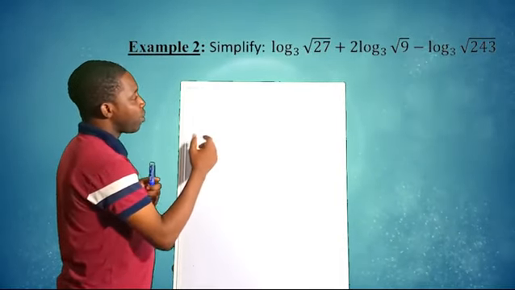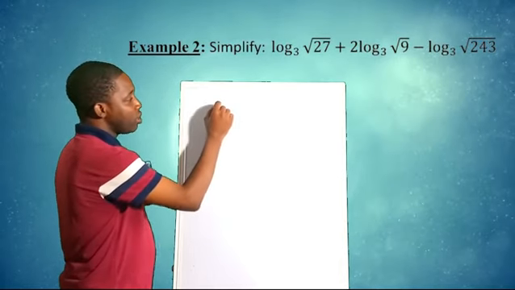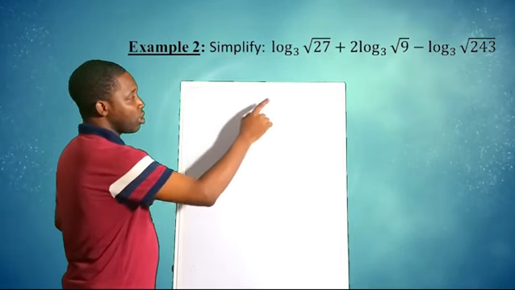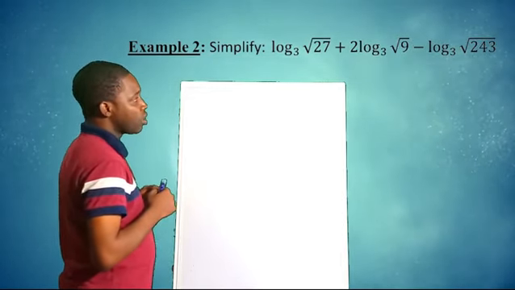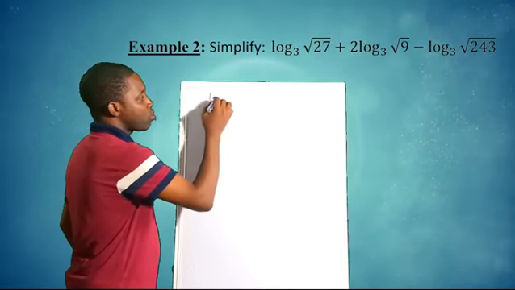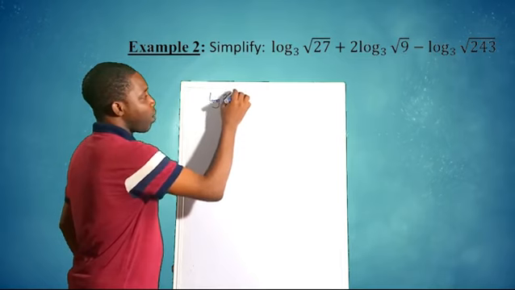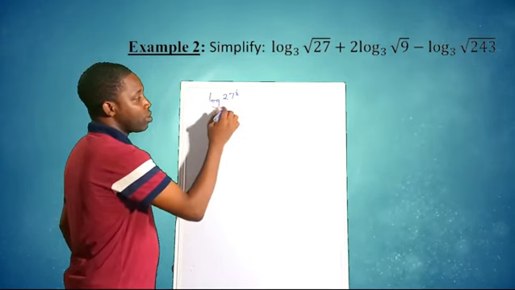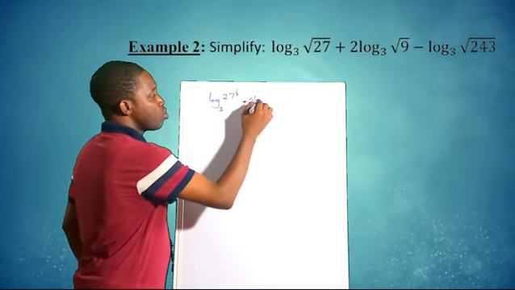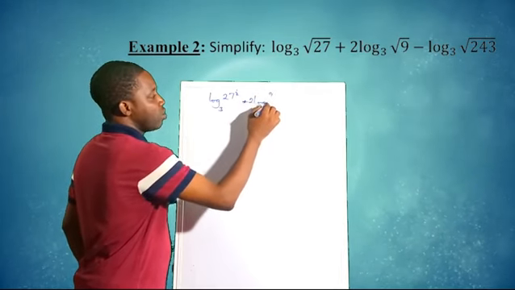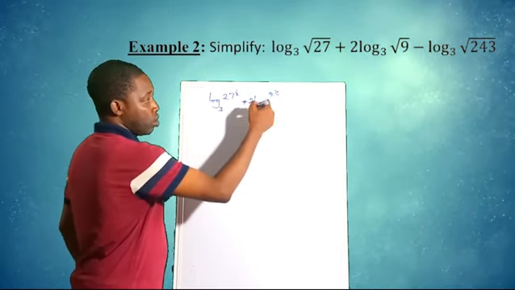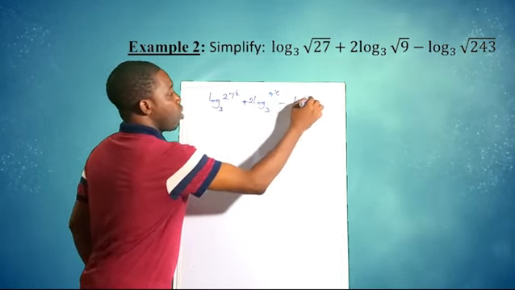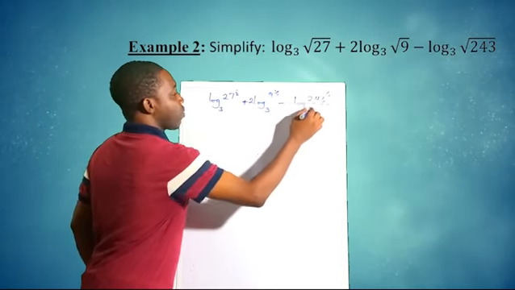In this example, we have log 27 in base 3. The 27 is having a root, that is square root of 27. We have the square root of 9 in base 3, the log of the square root of 243 in base 3. Now, I can have that to be log 27 raised to power half, because square root is raised to the power of half. Base 3 plus 2 log 9 raised to power half. It also has a root, base 3 minus log 243 raised to power half in base 3.